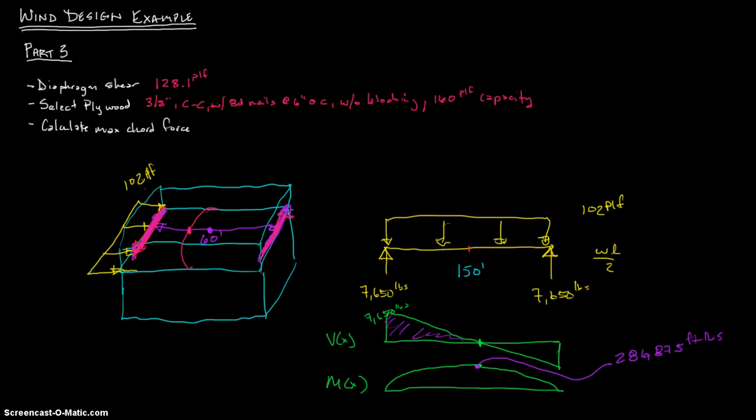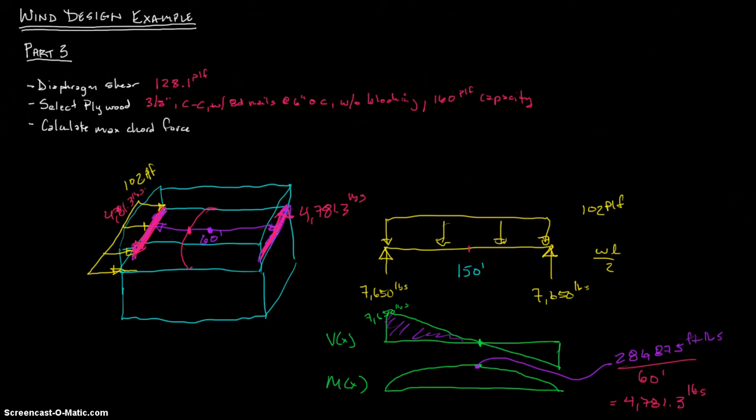So you have these 2 chords right here and right here. Your moment arm is in between, is 60 foot. So you divide this by 60 foot. You get 4,781.3, and that's going to be what, pounds? Okay, and hopefully that makes sense, because if this is 4,781.3 pounds, and this is 4,781.3 pounds, you look at the distance between them.